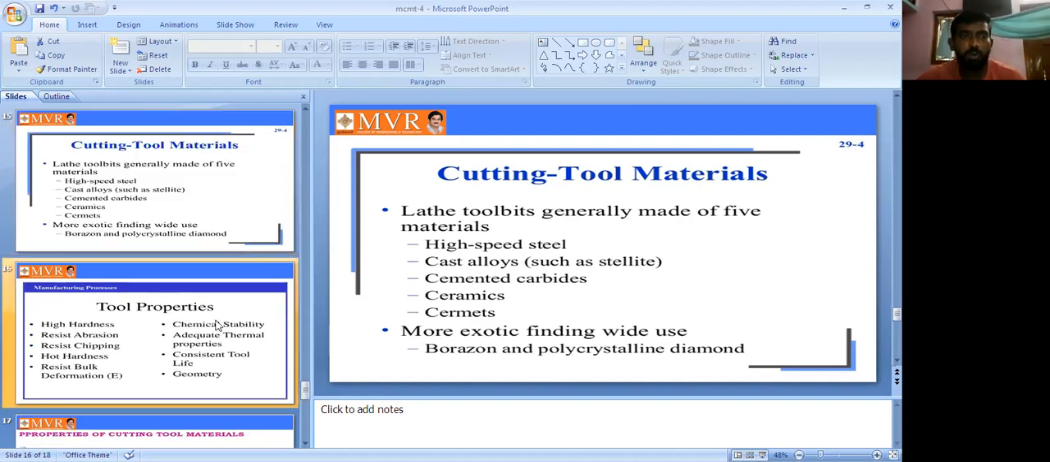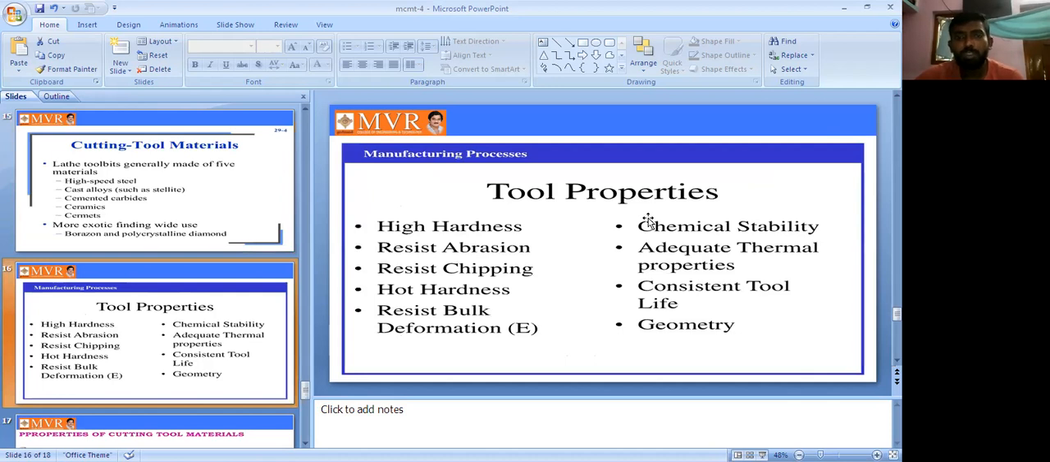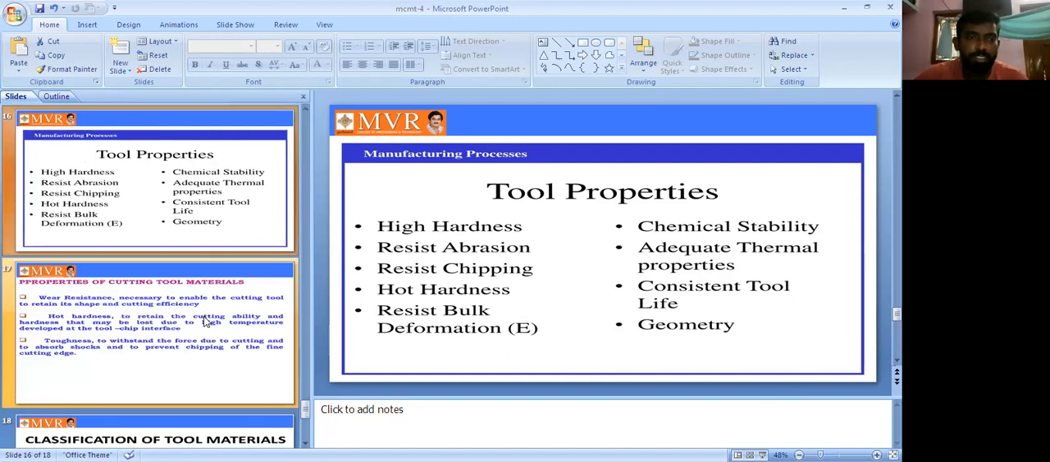So next we can see the tool properties. What are the tool properties? The first one is high hardness. Next is abrasion resistance. Next is chipping resistance. Hardness. Resistance to bulk deformation. Chemical stability. Adequate thermal properties. Consistent tool life. Geometry. So these are some of the tool properties, and they are very, very important properties of tools.